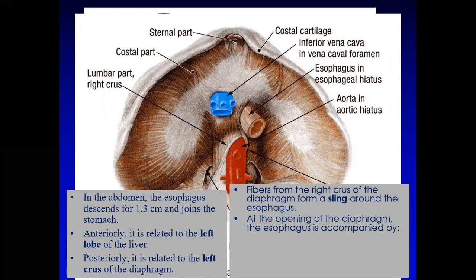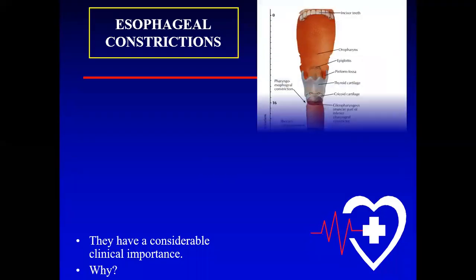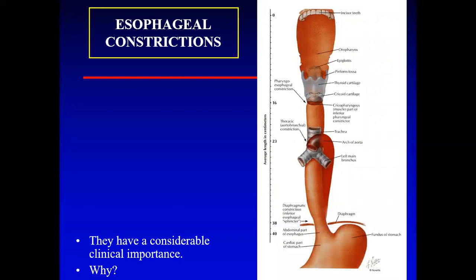At the opening of the diaphragm, the esophagus is accompanied by the two vagi on either side, the right and the left vagus, as well as the branches of the left gastric vessels and the lymphatics. Now coming to the esophageal constrictions. One very important clinical application is that you will usually have carcinomas causing constrictions or strictures.